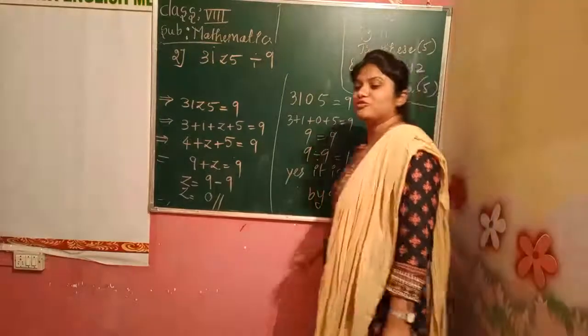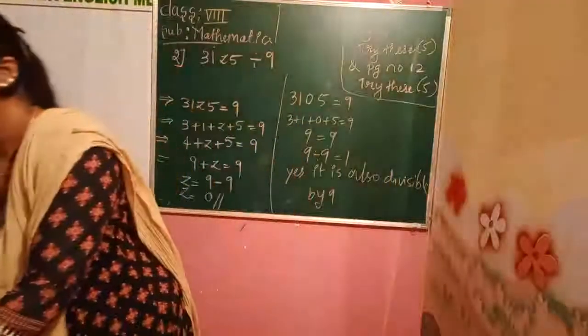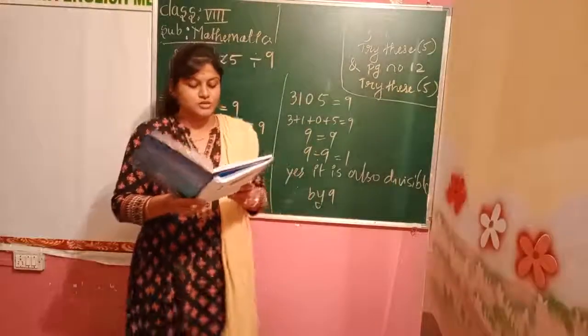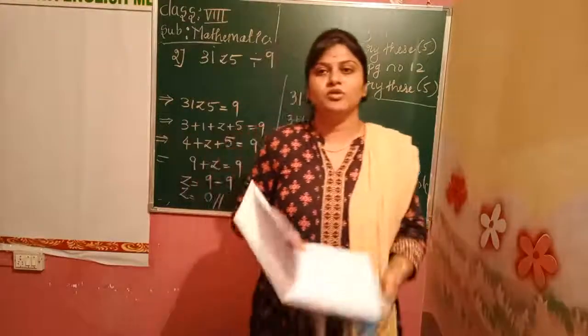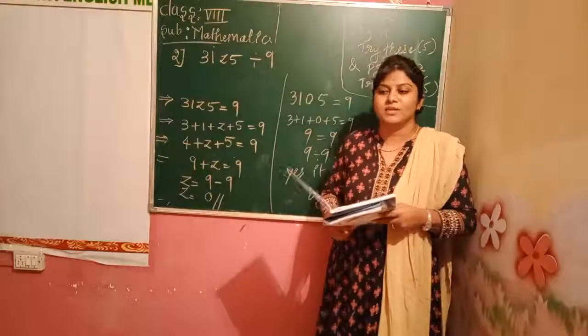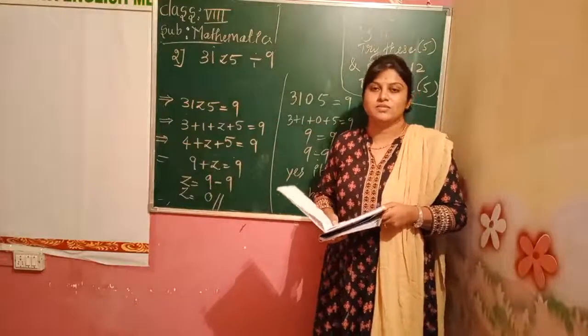Understood how to solve the sums? Understood, children? In both the cases we got divisibility. Okay.